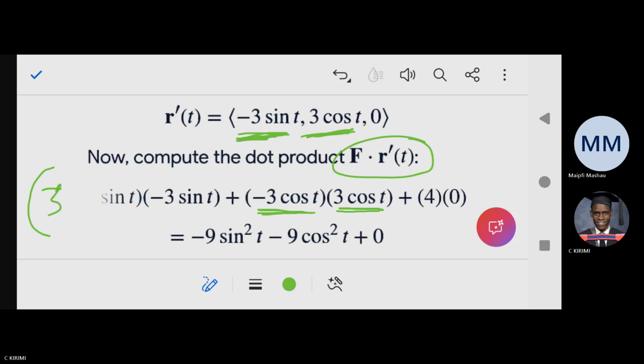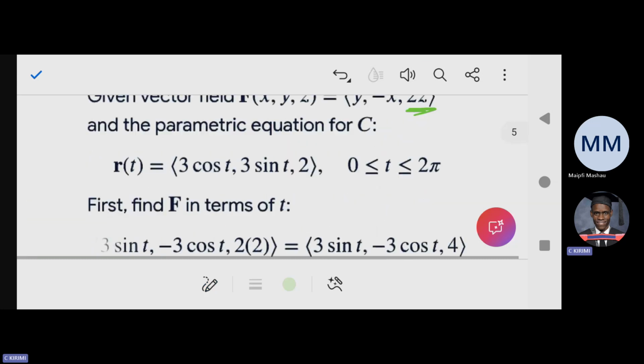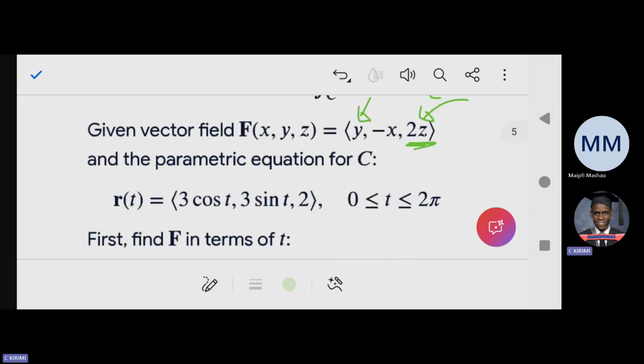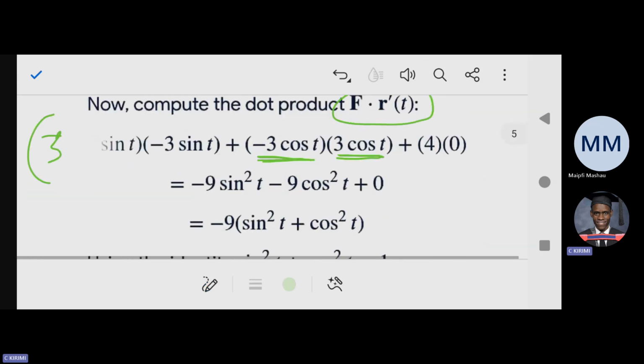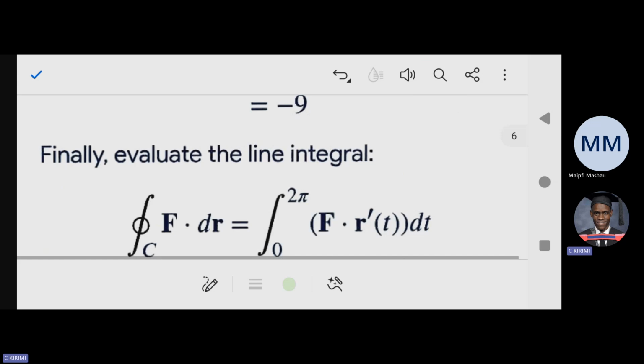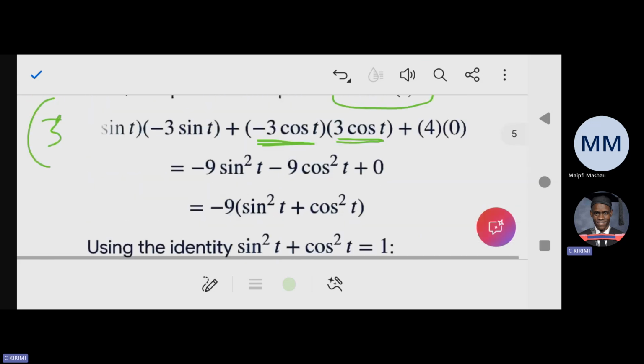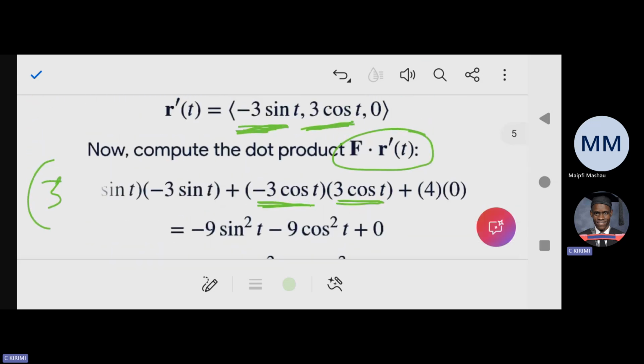for F was 2z, which means 2 times 2 in the z plane. This is the 2z, 2 times 2, which is 4. That's why on the z plane they've given us 4 here. So for F, it's 4, but for r prime of t it is 0. That's why it vanishes. Then we simplify and factorize everything.